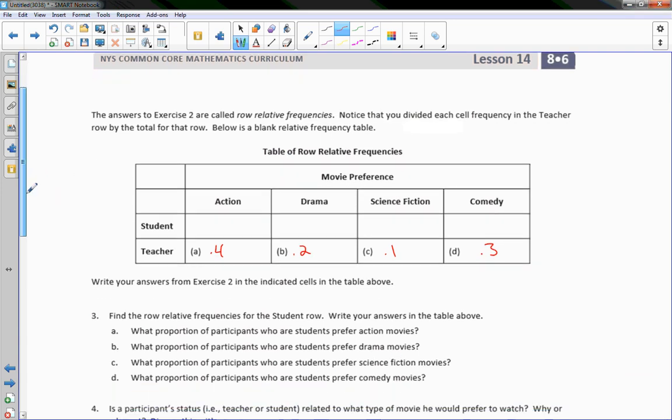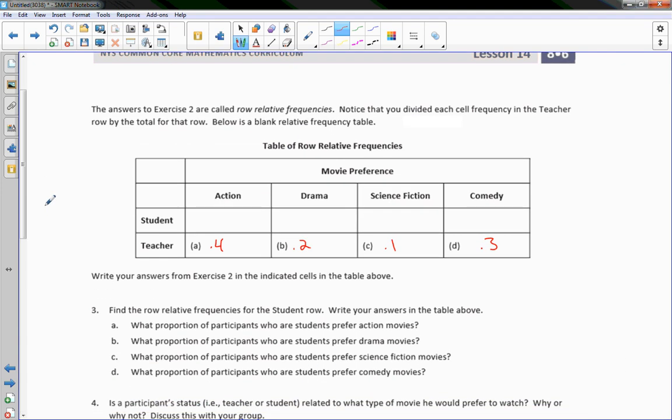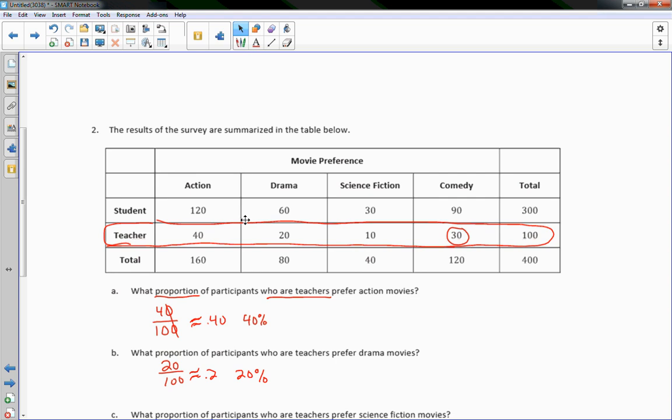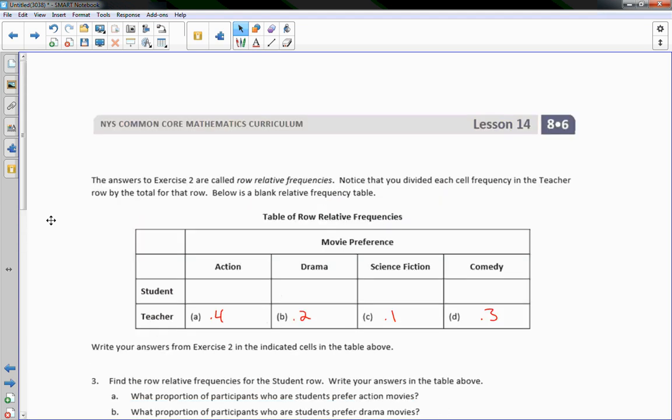Number 3 says, find the row relative frequencies for the students row. Write your answers in the table above. So now they want us to go back, looking at this, but now we are going to focus on students. So action was 120 out of 300. So I'm going to have to do these calculations. I'm going to just do these one at a time. I'll use green for this one. So it's going to be 120 out of 300, which is 12 out of 30, which is 6 out of 15, which is 2 out of 5, or 4 out of 10, so that's approximately 0.4.